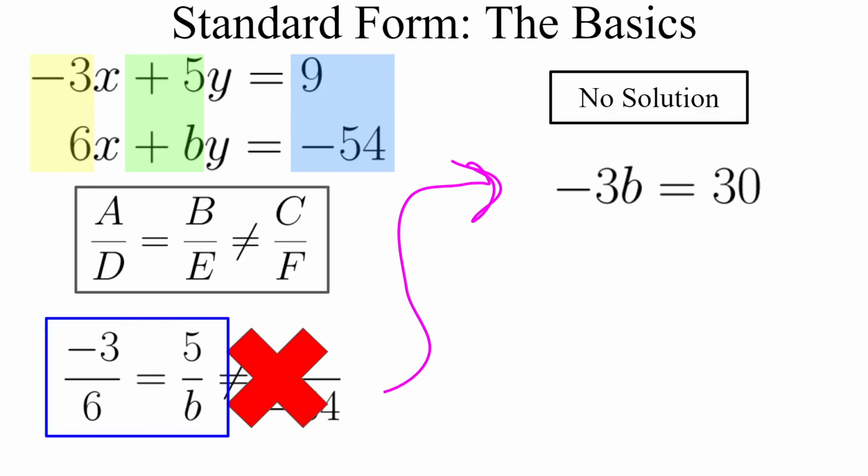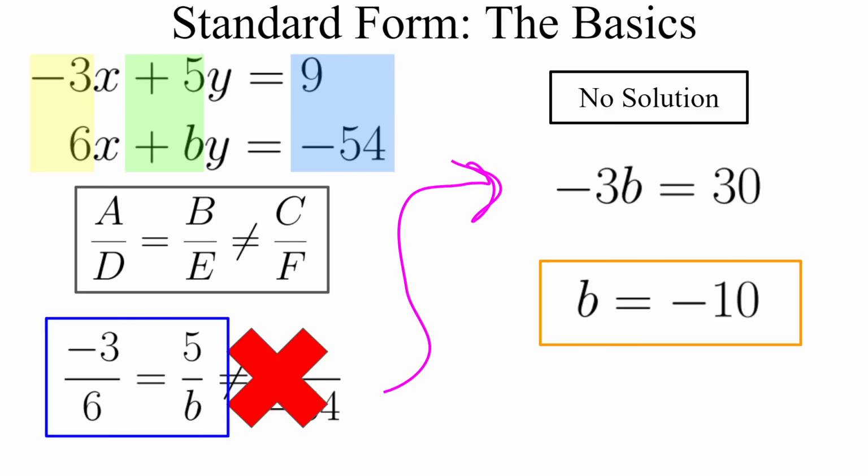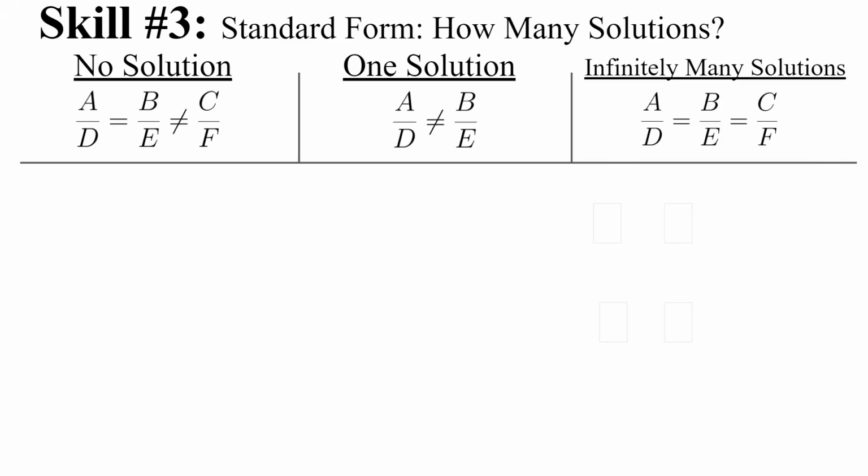And then we divide both sides by negative 3. And we should get b equals negative 10, which I believe is the answer for this one. So hopefully that kind of shows you the idea. Let's do a bunch of SAT style questions now. And I'm going to keep the information we need right at the top in our little table here.